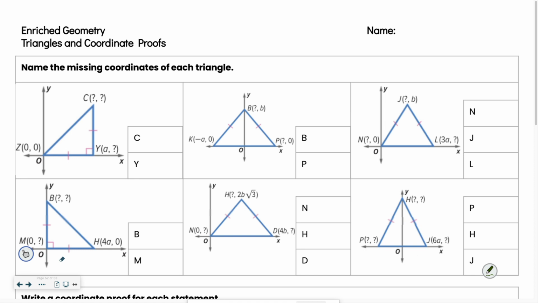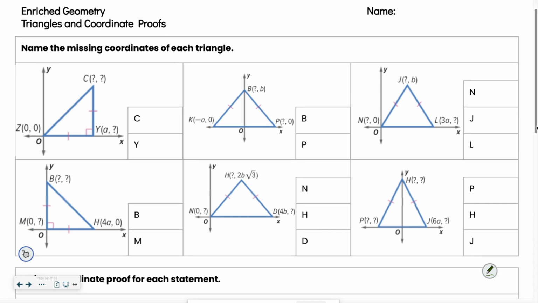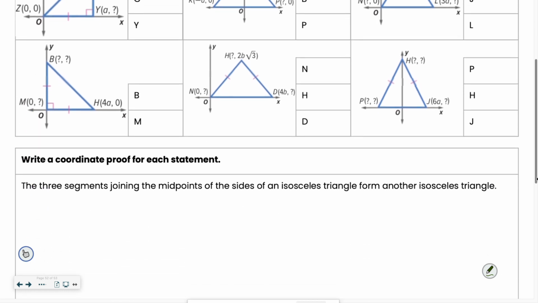These top ones should go okay. Use the pictures and the clues. Notice if it's isosceles or not. Well, it looks like they're all isosceles. I think you'll be fine there. But I'm more concerned about maybe setting up these coordinate proofs.